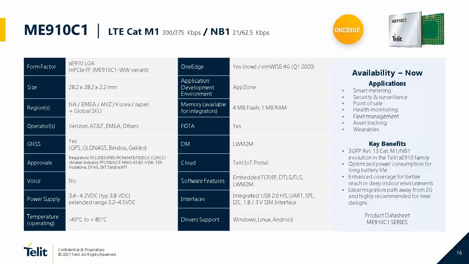With this module, you also have integrated GNSS, which comes with GPS, GLONASS, Beidou, and Galileo. Depending on your region set, you might require this, as well as industrial grade temperature. I'll review it later, but we have Telit systems like OneEdge, firmware over the air, and SIMWise. These are all inherent within this device already.